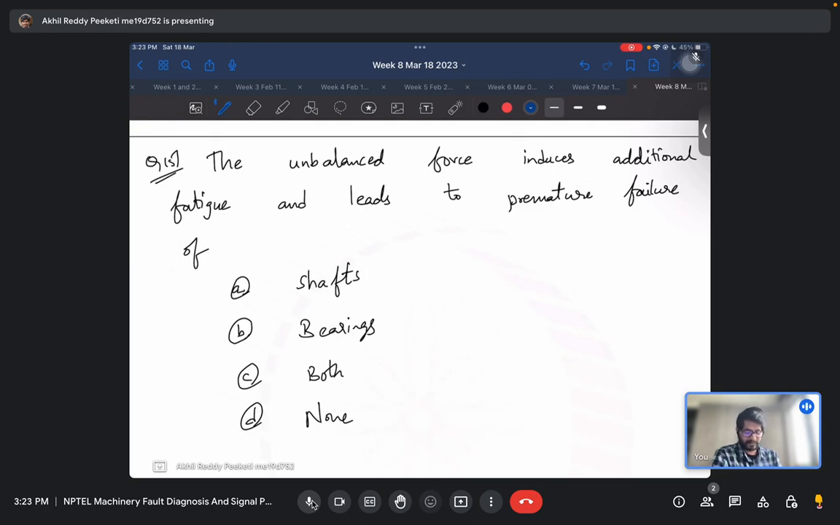Now, will this additional unbalanced force create any additional load? It actually induces additional fatigue due to the presence of this extra force and can lead to premature failure of which components? Shafts or bearings or both?